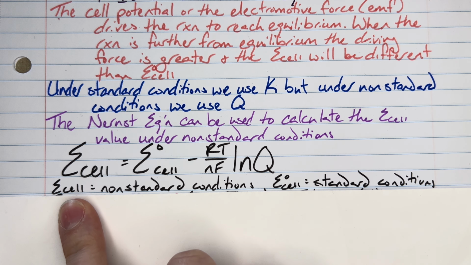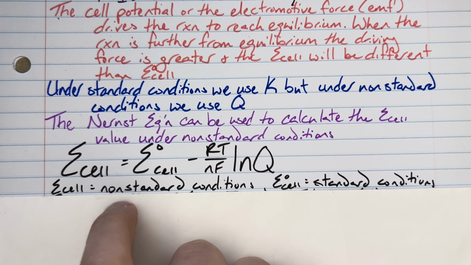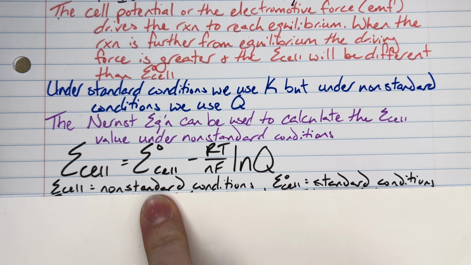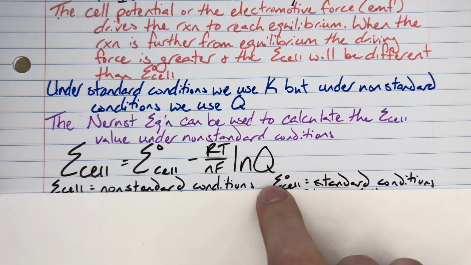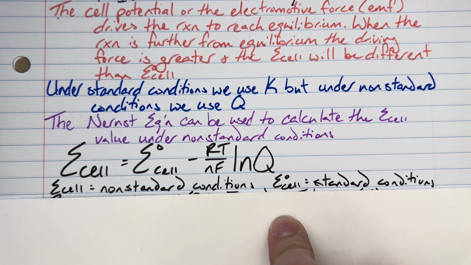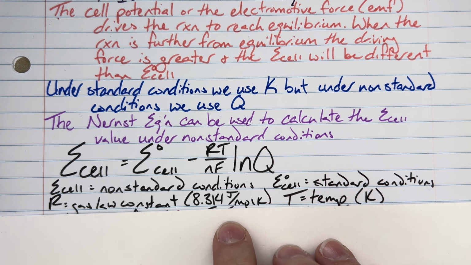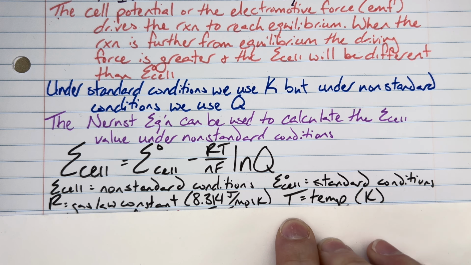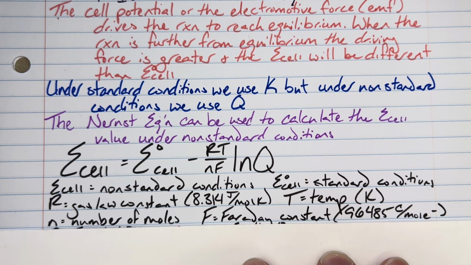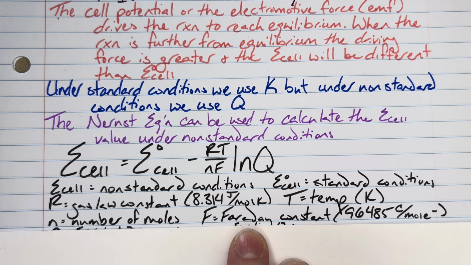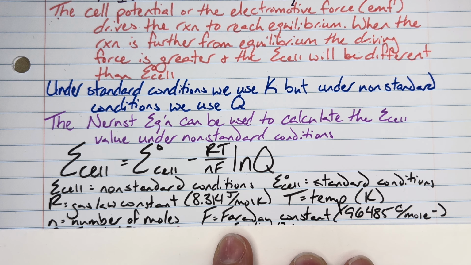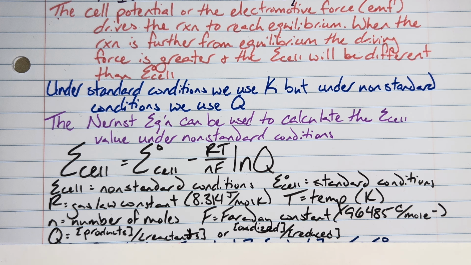Again, the cell potential with no naught symbol means that we are at non-standard conditions. And the cell potential at standard conditions will have that little naught symbol. The R is the ideal gas law constant, which is 8.31 joules per mole Kelvin. And then our T is our temperature. It needs to be in Kelvin. n is going to be the number of moles of electrons being used. And then we have F for our Faraday constant, which is 96,485 coulombs per mole of electrons.